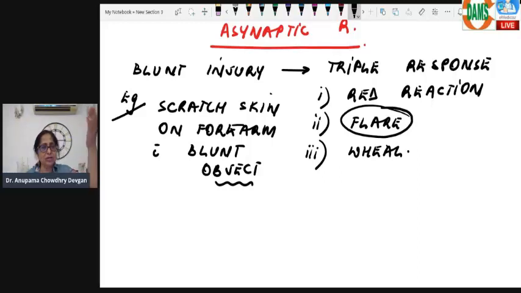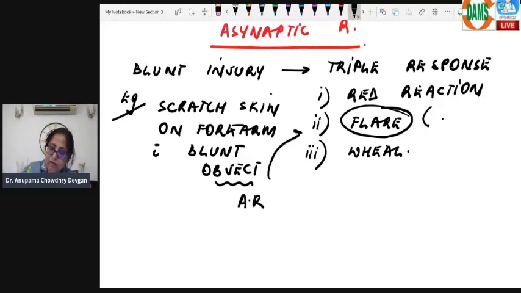Very common experience. You can take the forearm and scratch yourself with, let's say, a key or something, not with a knife or a sharp instrument, but with a blunt object, and you will see these three responses: red reaction, flare, and wheel. Flare is because of the axon reflex. The axon reflex is responsible for the flare response. It's a neurological response. It's an asynaptic reflex.